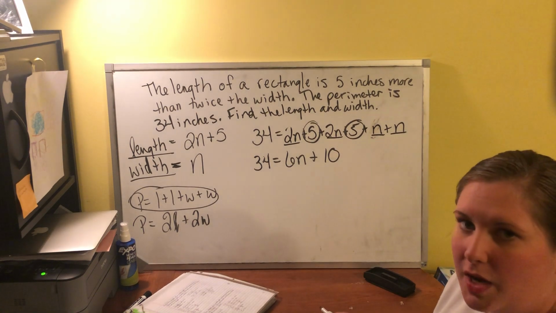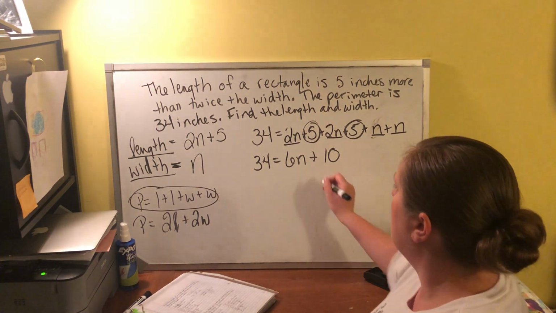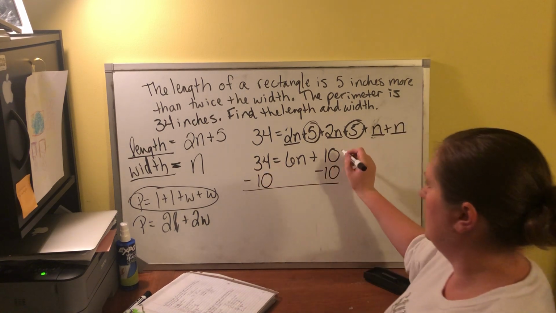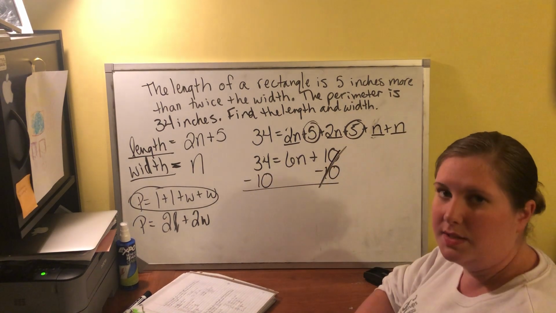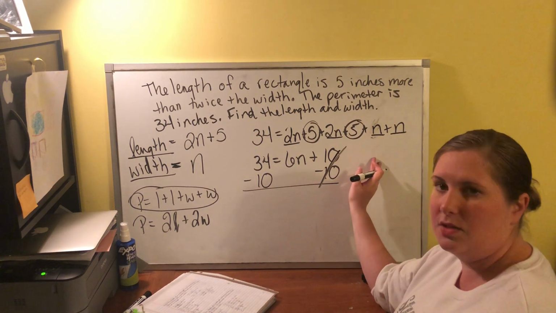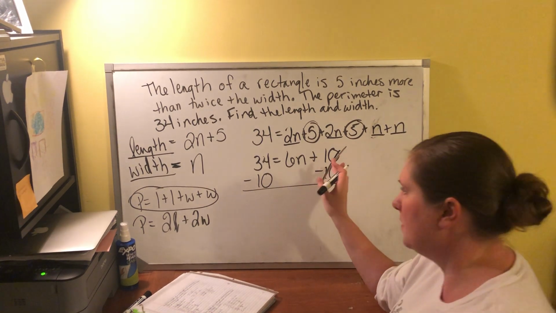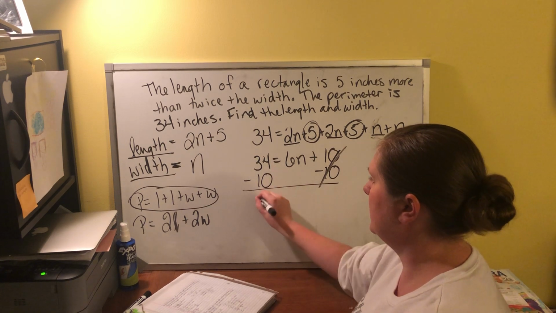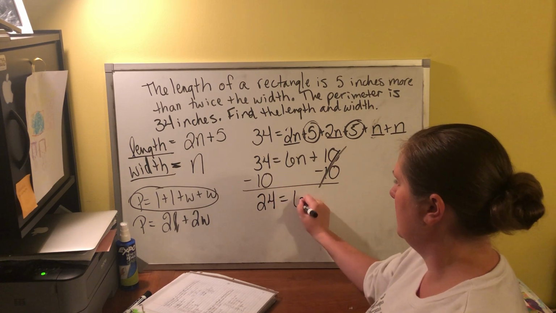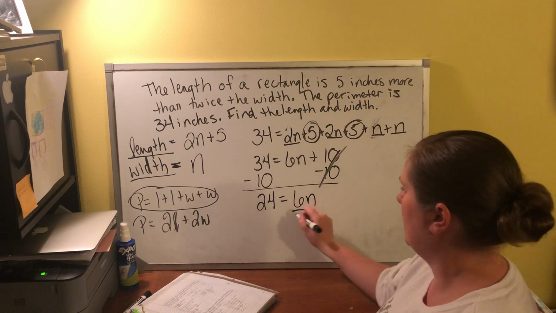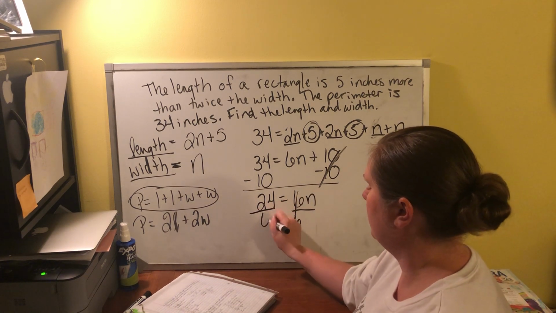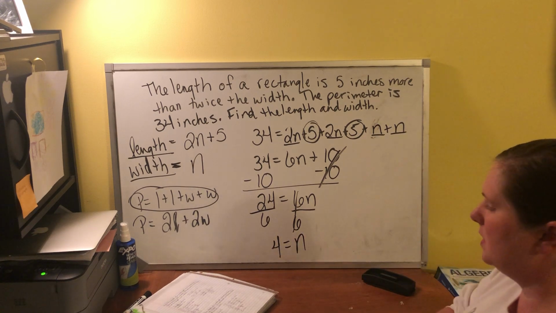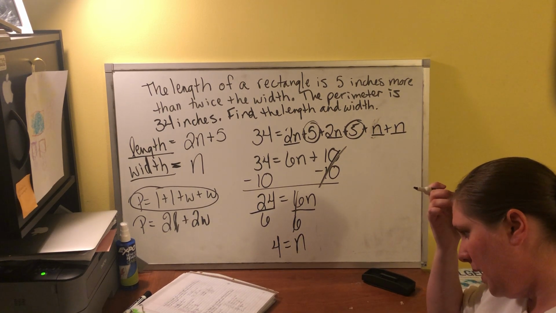Now we're solving for n. We're going to apply our properties. So we're going to go ahead and move the 10 to the left-hand side. So we're going to subtract 10 on both sides. It's okay that the 6n's on the right-hand side. It comes out to be the same answer, right? The signs work themselves out. So 34 minus 10 is 24 equals 6n. We're going to apply our division property and divide both sides by 6. So n is 4. Now, we're not quite done yet, right?